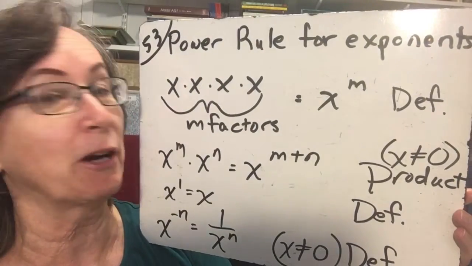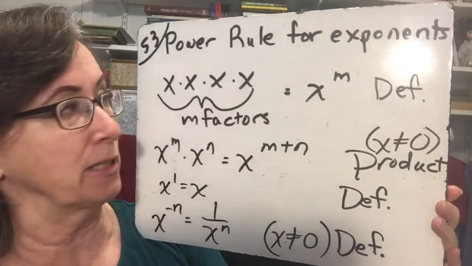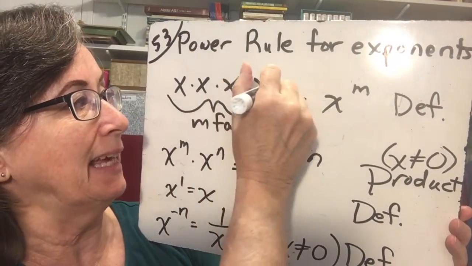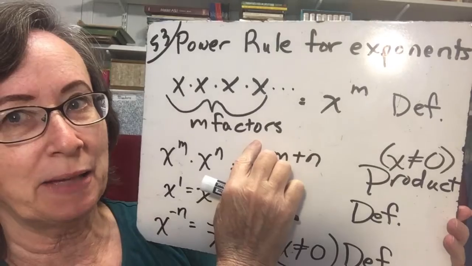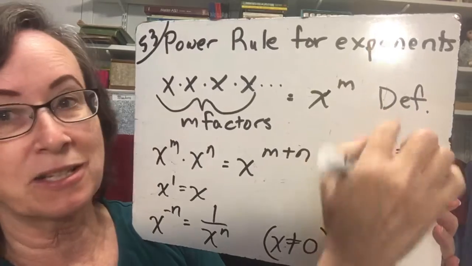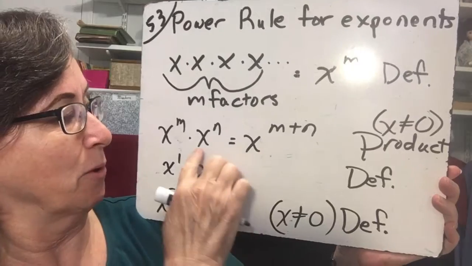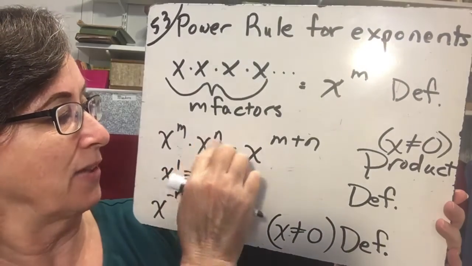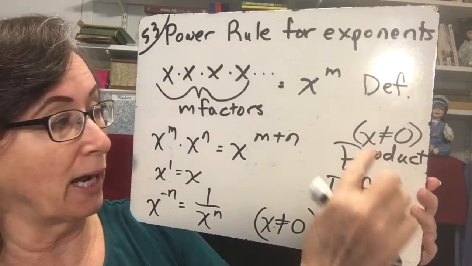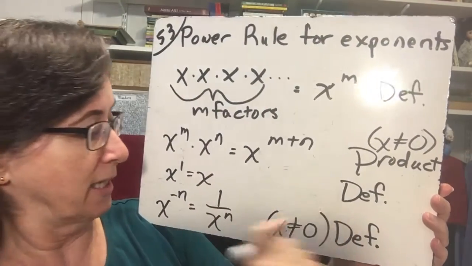So we've already talked about quite a few rules that have to do with exponents, and some of them are just definitions of what an exponent means. So x times x times x times x, and then we do this m times, however many m is, x to the mth. And that's just the definition of what an exponent means, isn't it? And then we have the product rule. x to the m times x to the n is x to the m plus n. And that works whenever x is not equal to 0. And x to the 1 is x. And that's just a definition.